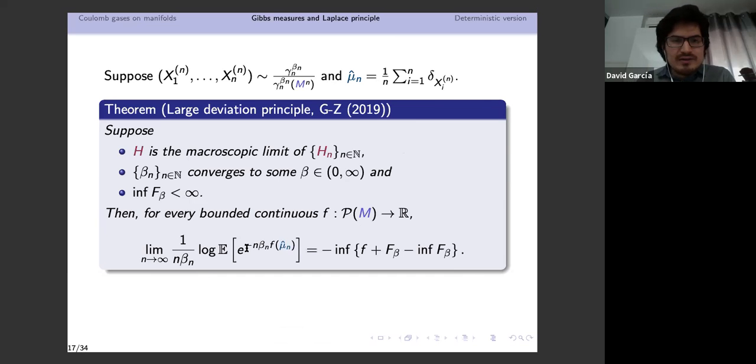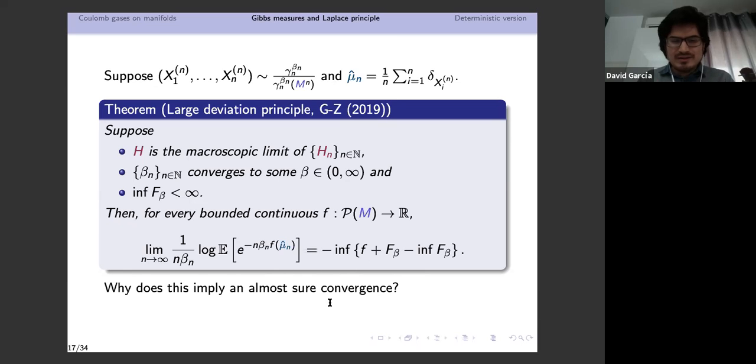And again, this is kind of a Laplace principle. It's kind of related to the Laplace method that we see in analysis. And this will tell us something about the almost sure convergence of the empirical measure.